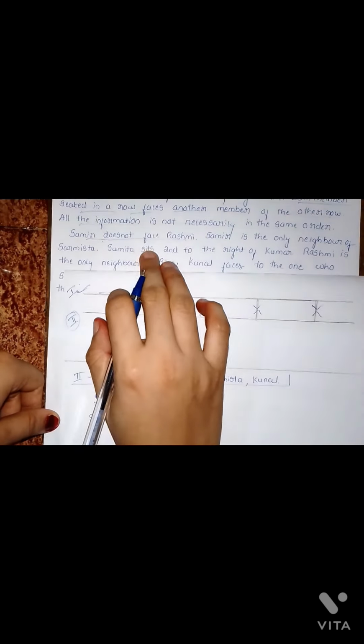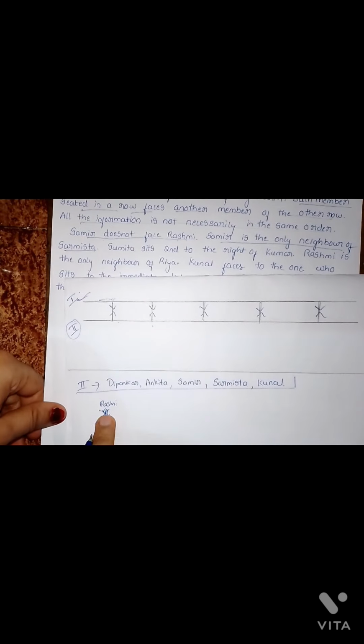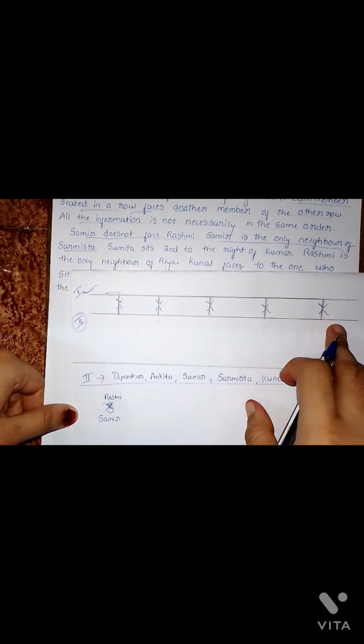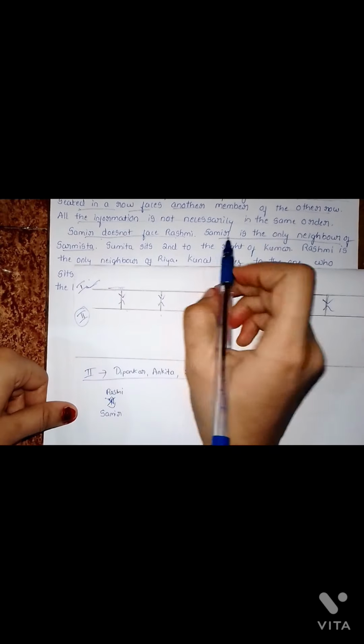Next one: Samir is the only neighbor of Sharmishta. Samir will sit here in the second row. Samir is the only neighbor of Sharmishta. Neighbor means whether they are sitting on the right side of Samir or the left side, we don't know. That's why I have told you that for neighbor we have to represent it like this: Samir is the only neighbor of Sharmishta.